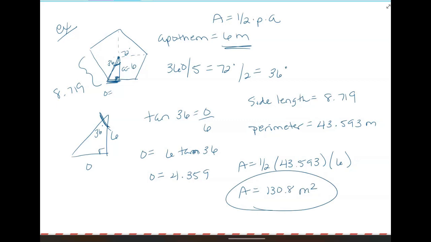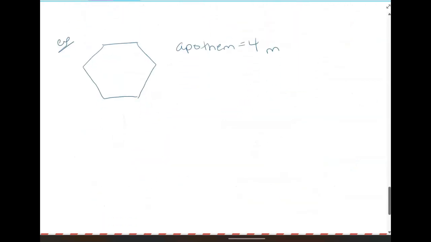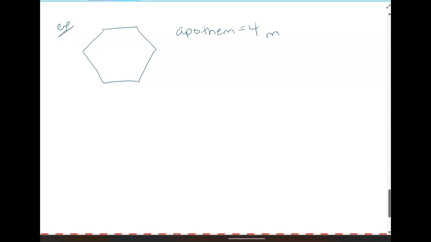All right. So go ahead when you're ready. Let's move to the next one. This time we're dealing with a hexagon. So we have a 6-sided figure. And again, they give us the apothem, which makes our life a little bit easier. So you're going to go ahead and draw in your triangle, your radius and your apothem here. Here our apothem is 4. Our opposite side we don't know.